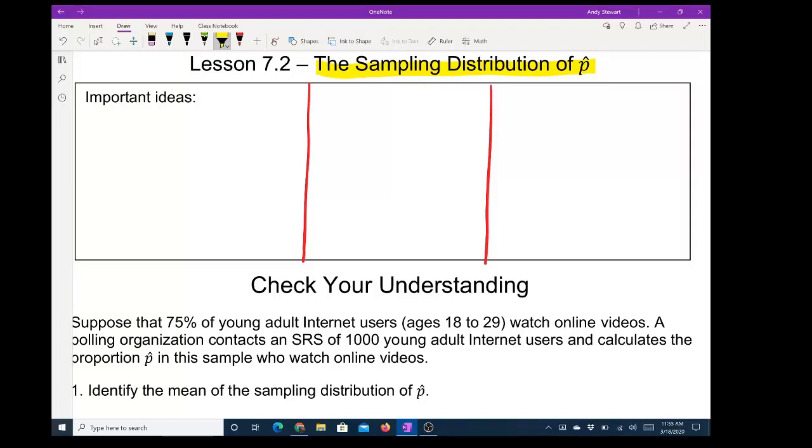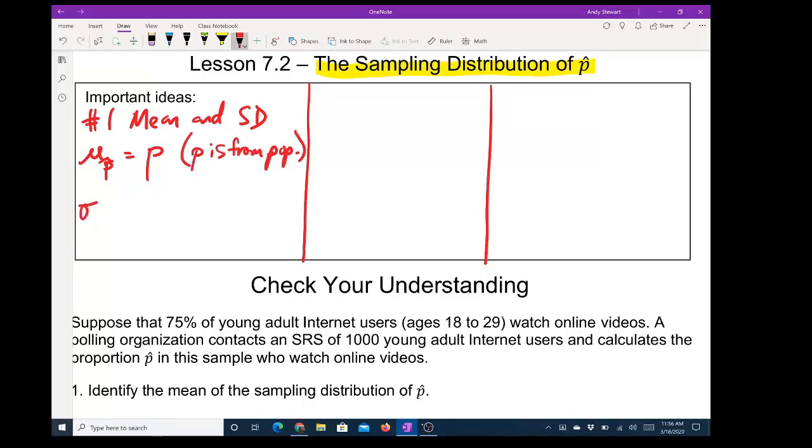So number one would be mean and standard deviation. The mean of p hat is p. That means the mean is the same as the mean of the entire distribution. So if you do a sampling distribution and you find the mean, you've just found the mean of the whole population. That's great.